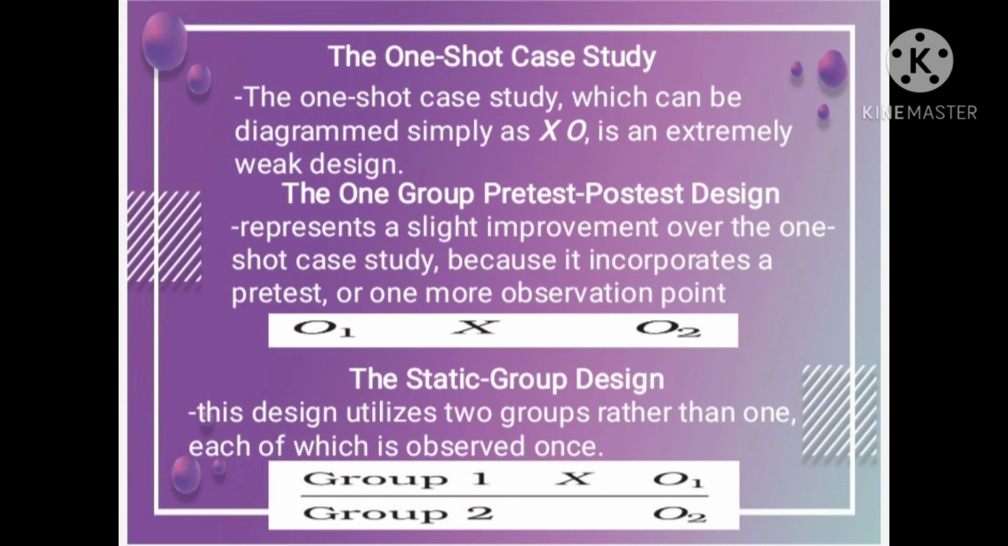Next, we have the one-group pre-test post-test design. It represents a slight improvement over the one-shot case study because it incorporates a pre-test or one or more observation points. And lastly, we have the static group design. This design utilizes 2 groups rather than one, each of which is observed once.